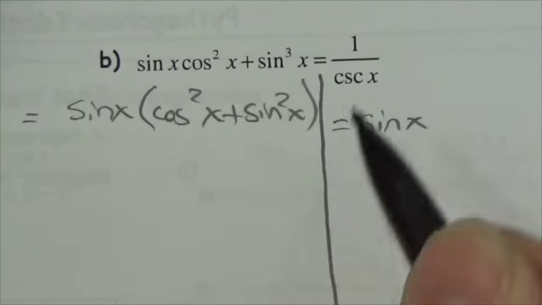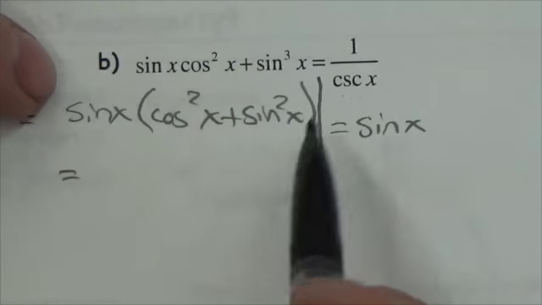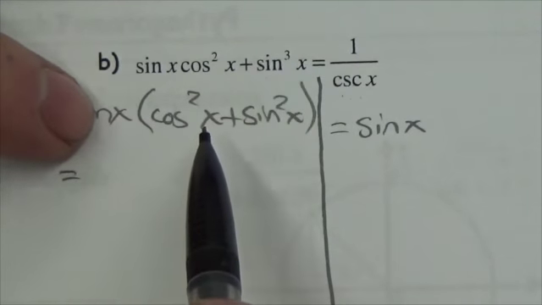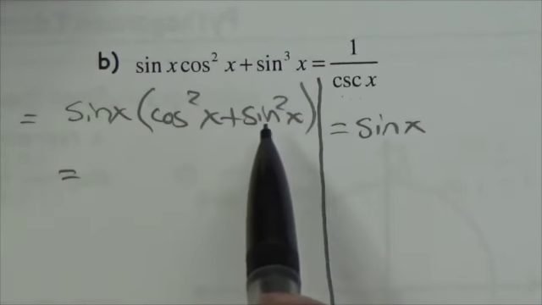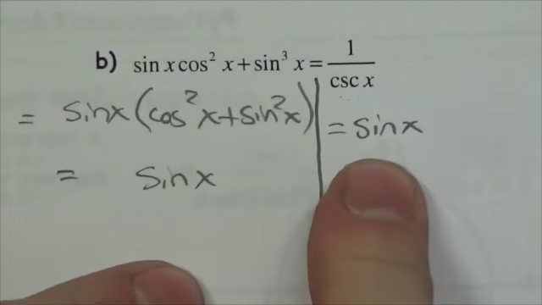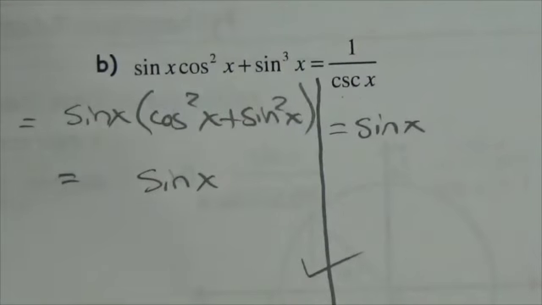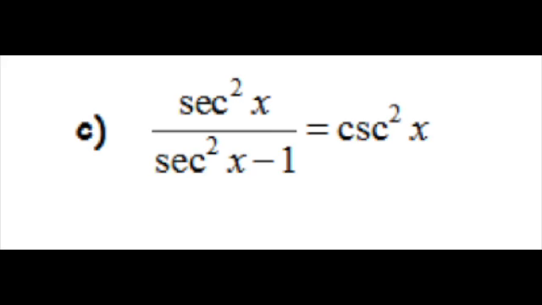Oh, and that was a huge step forward because now I do see a Pythagorean identity in there. Cos squared plus sine squared is 1. 1 times the sine of x is the sine of x. And there it is. I've been able to show that the left side and the right side are equal to the same thing. The secant squared of x divided by the secant squared of x minus 1 is equal to the cosecant squared of x.